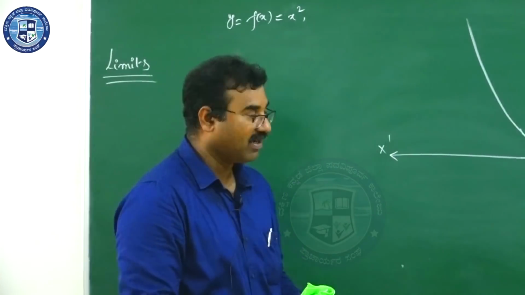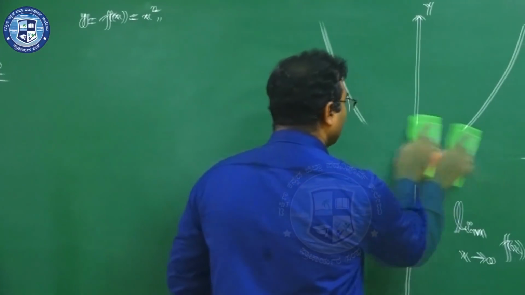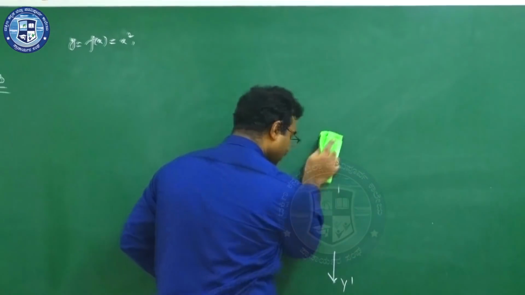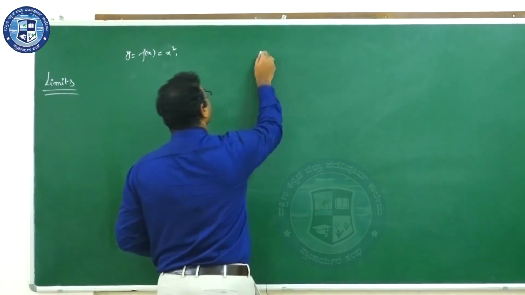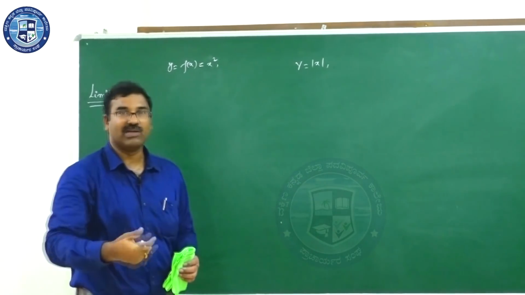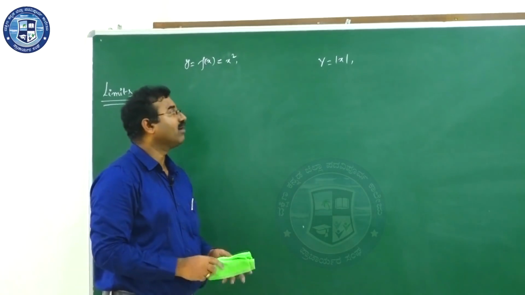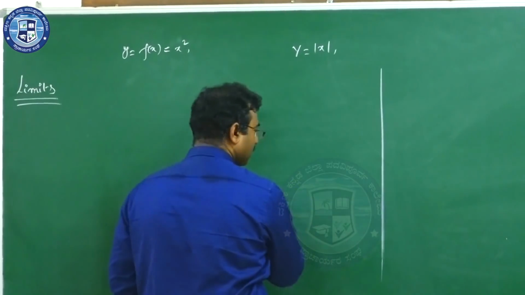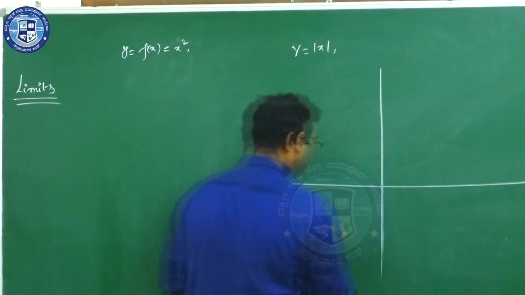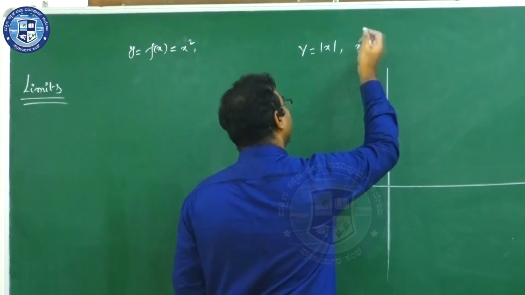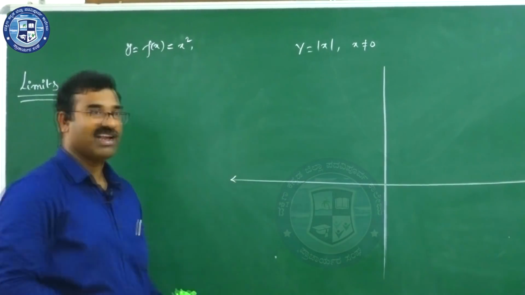So another example, we take y is equal to mod x. We take it y is equal to mod x. You all know it's a familiar function to you. y is equal to mod x. So we will take x is not equal to 0. We will mention it: x is not equal to 0.